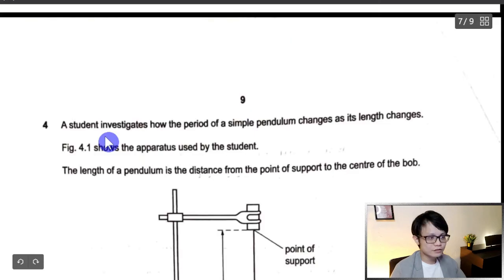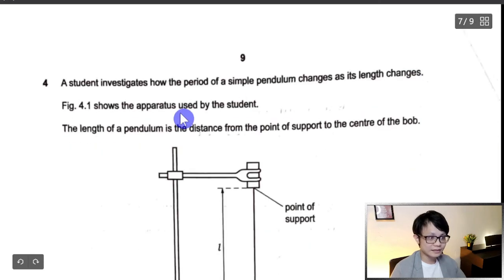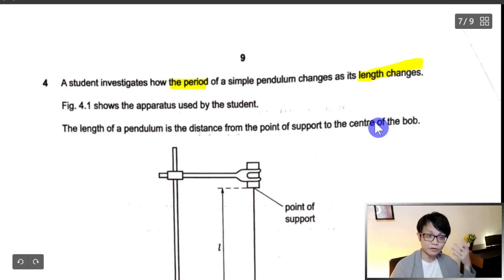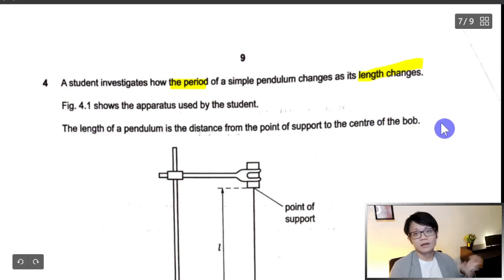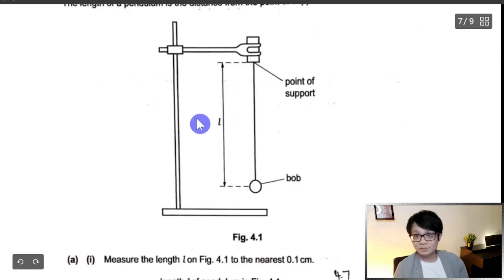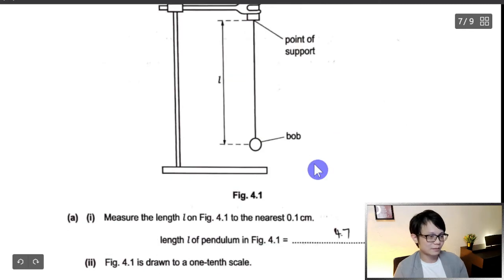Number 4, a student investigates how the period of a pendulum changes with its length. So what does he want to investigate? This is a very common experiment, the length and the time. We are talking about the period, the time. Usually the hypothesis is the longer the length, the more time is taken, and the shorter the length, the less. This experiment is Science 101, year 7. Correct or not? This is the first experiment you studied when you were young, if you still remember that.